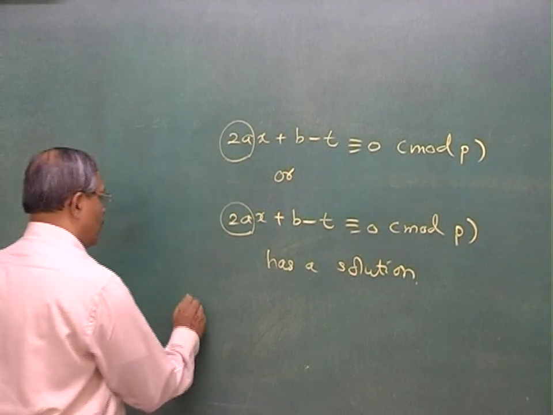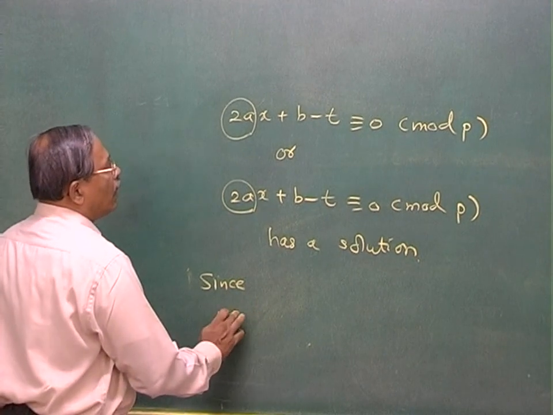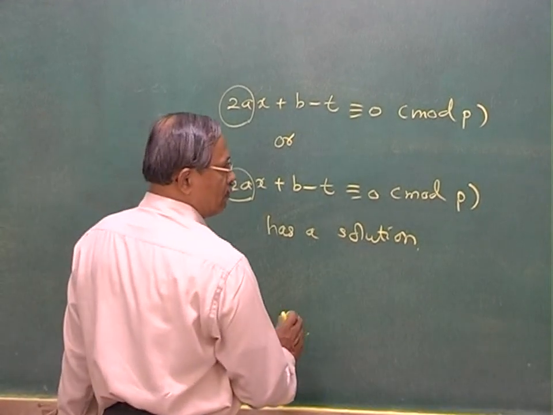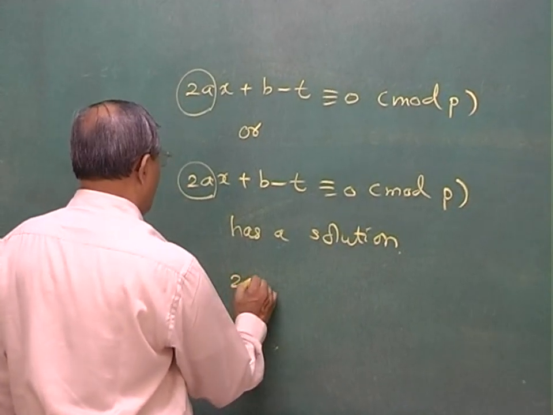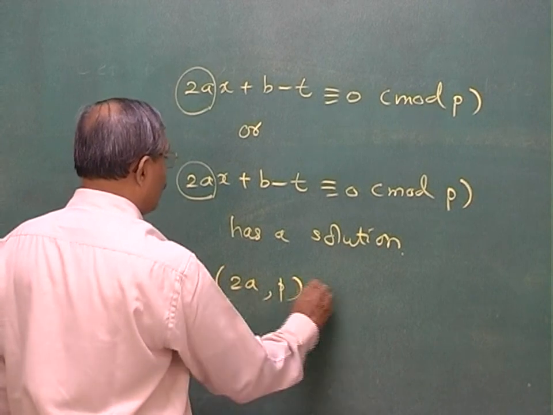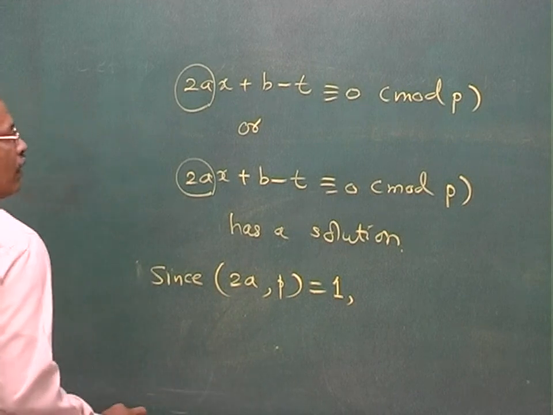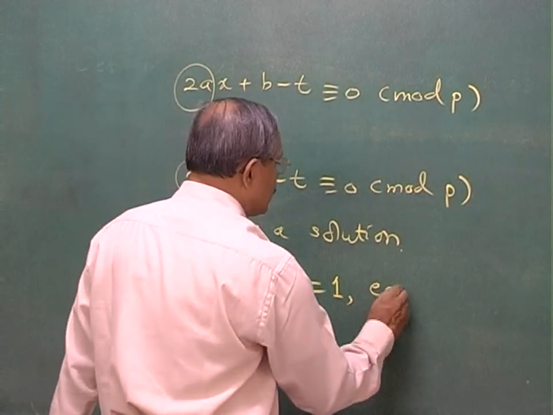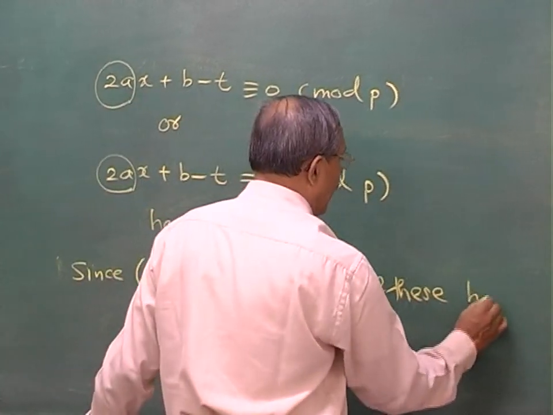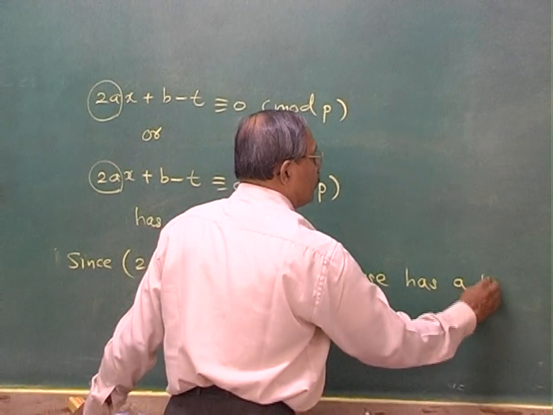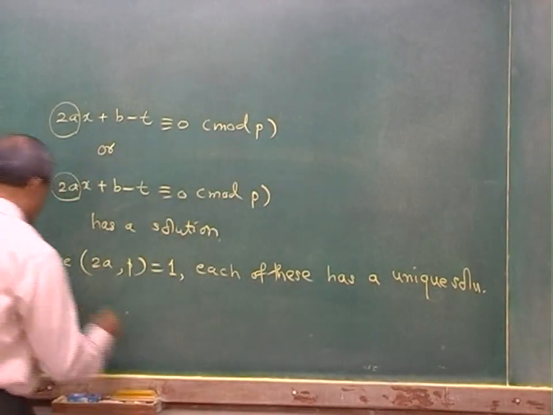So since 2a and p are coprime, each of these has a unique solution mod p.